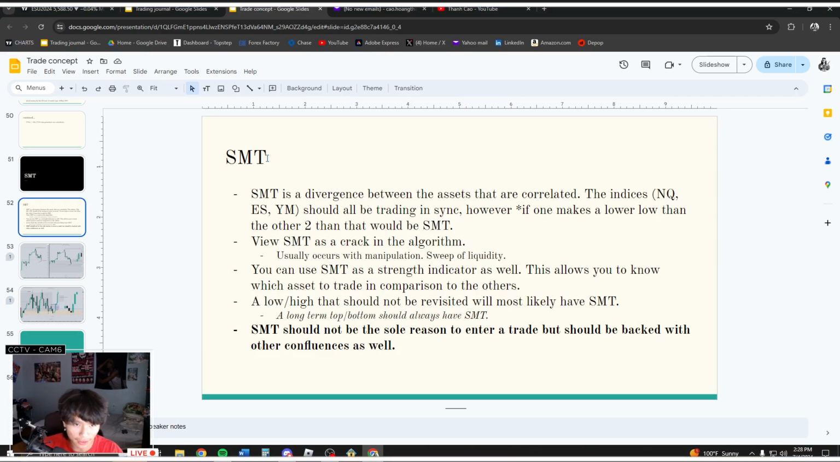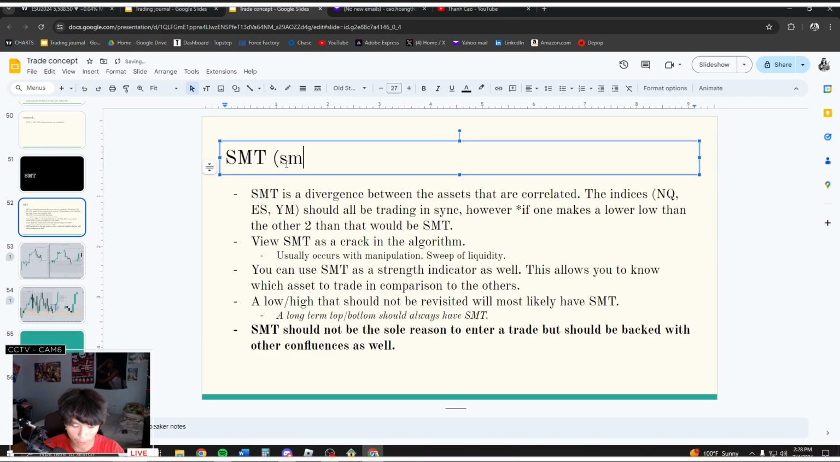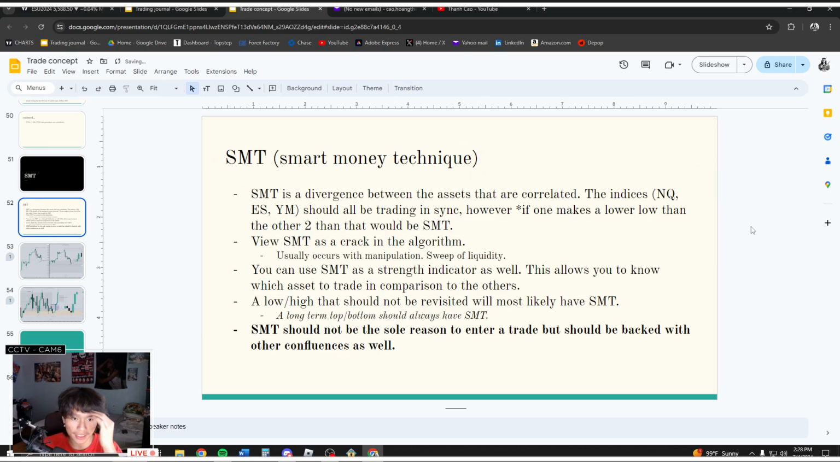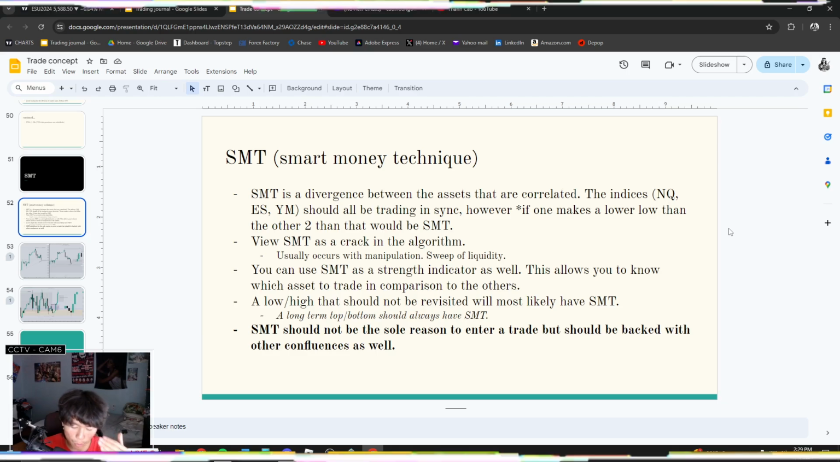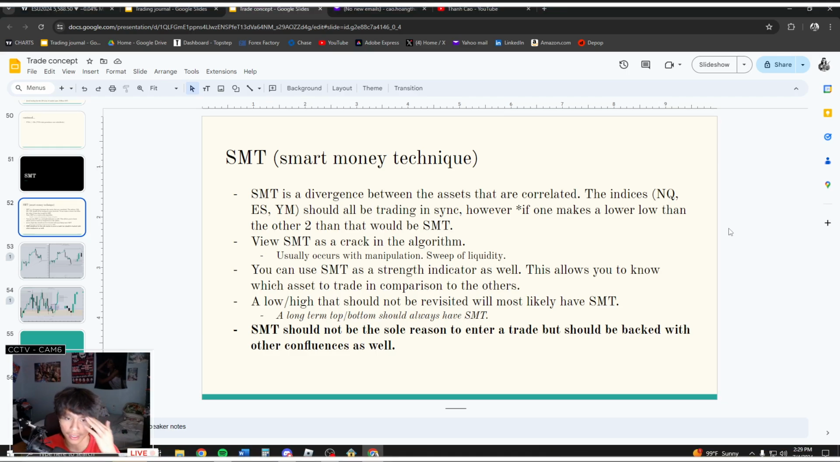SMT is ICT's concept. It stands for Smart Money Technique. It is a confluence to a trade setup. You shouldn't base your trade just because of SMT, but it is a confluence that can add an extra, it can give you more confidence and conviction in your trade if you can use that SMT with correlation to your trade as well. So you can view SMT as a crack in the algorithm.